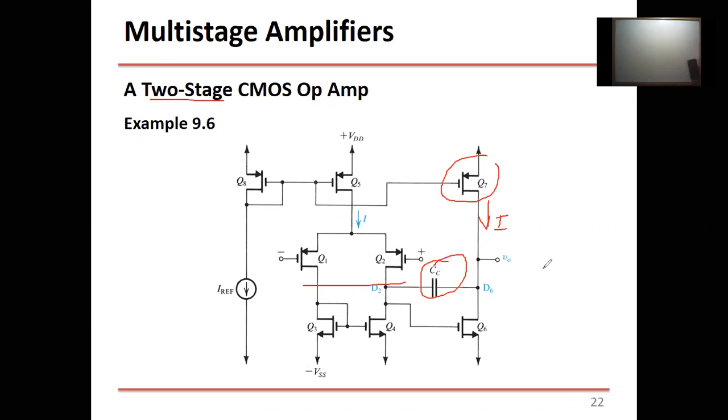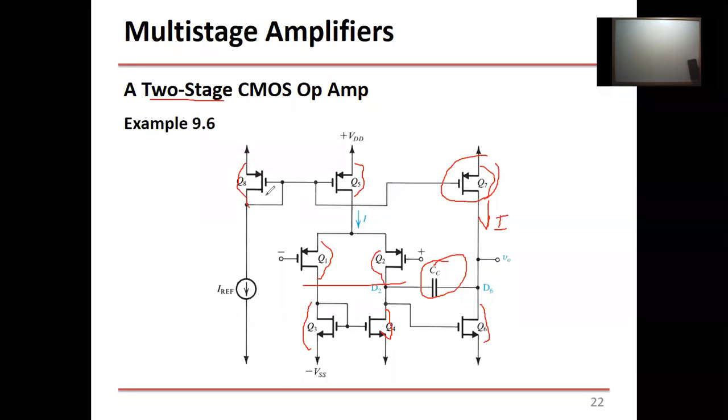So I need you to go through example 9.6. See the analysis, very easy. The DC analysis, the AC analysis, replace the transistor with its RO. So this one has RO, this one has RO, this one has RO, everyone has RO, okay? And this one has RO, and this one has RO. Everyone has an RO. So for the AC analysis, you replace all the transistors with their ROs, and you do the AC analysis, okay? So I would like you to understand how to do DC analysis and AC analysis for such a circuit.